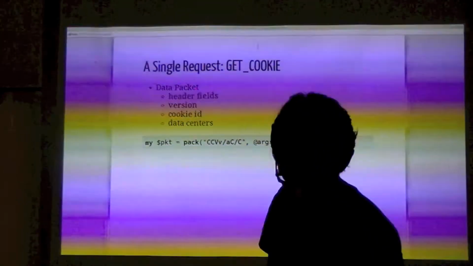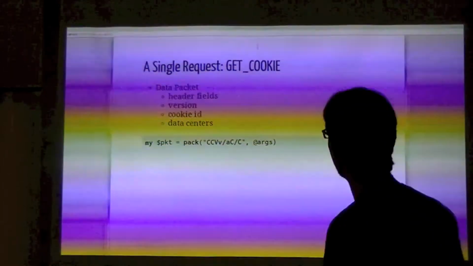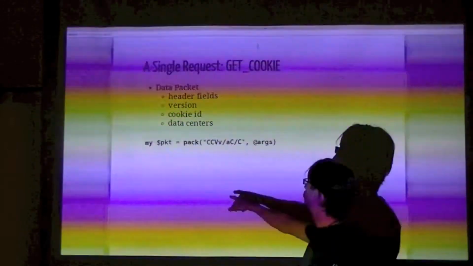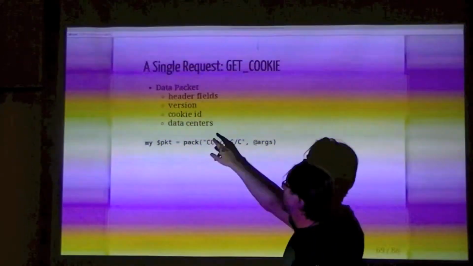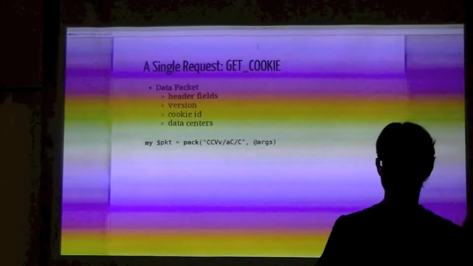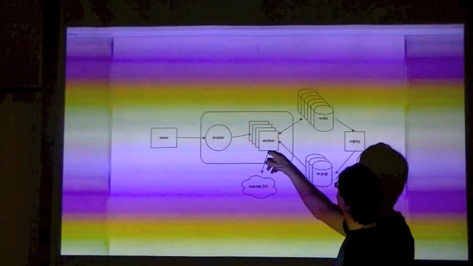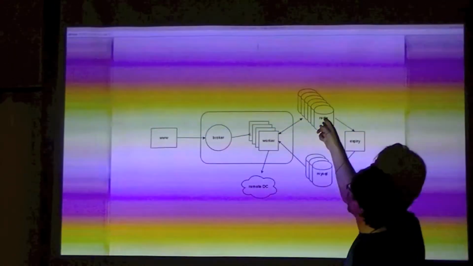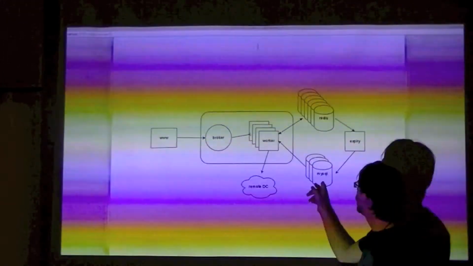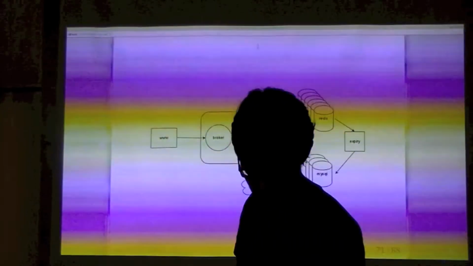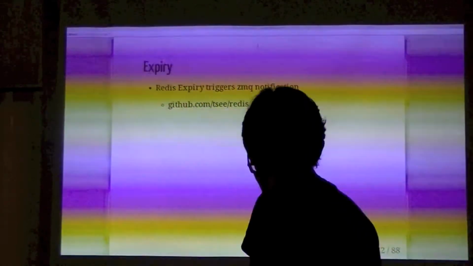A get cookie request is a little bit simpler. Again, this time we don't have any of the data. We're just saying, please try and fetch this version of this cookie from these data centers. And that returns. And so when we come in, the worker will check its local Redis. If it's not in the local Redis, it says, well, maybe it's in the local MySQL. If it's not in the local MySQL, then it'll do a request, again, off to the remote DC that is listed.